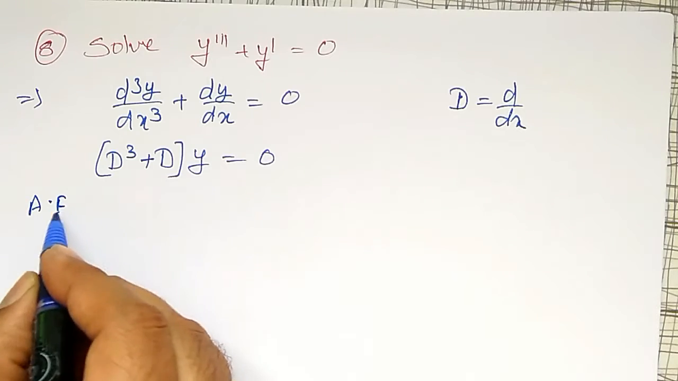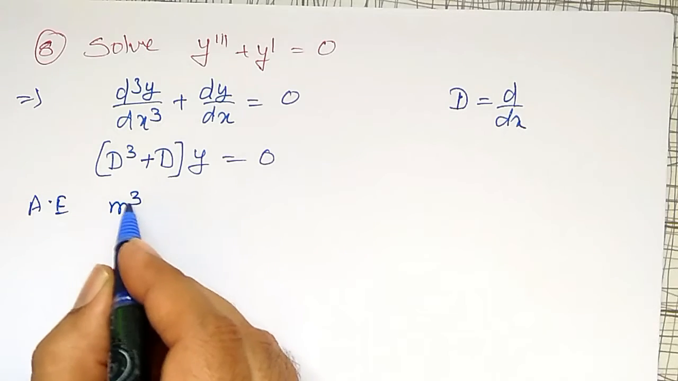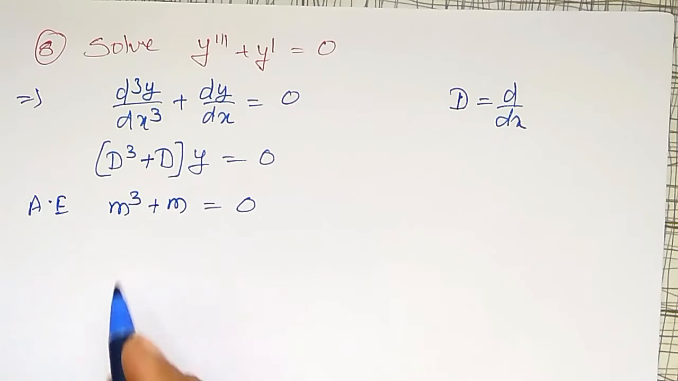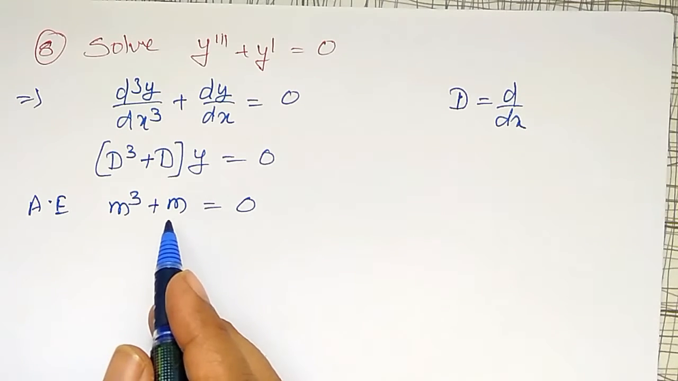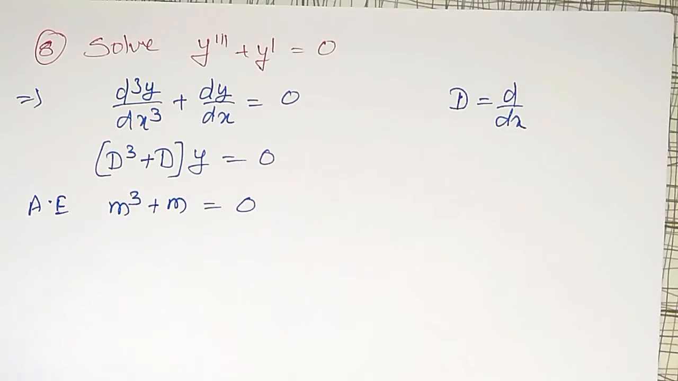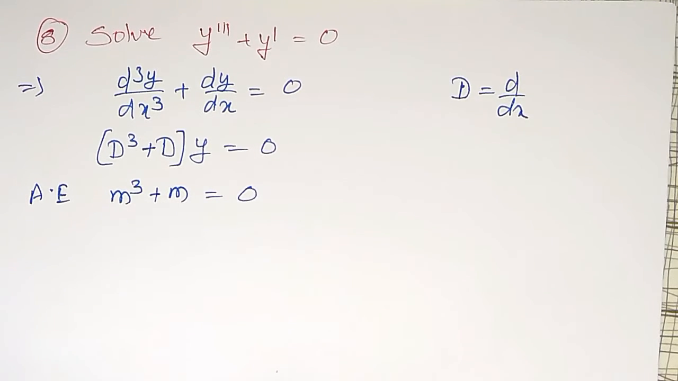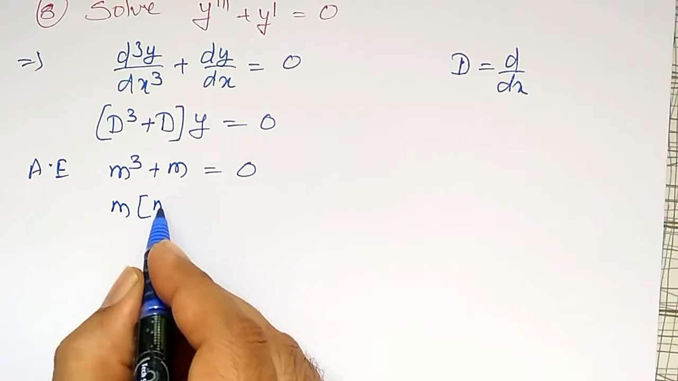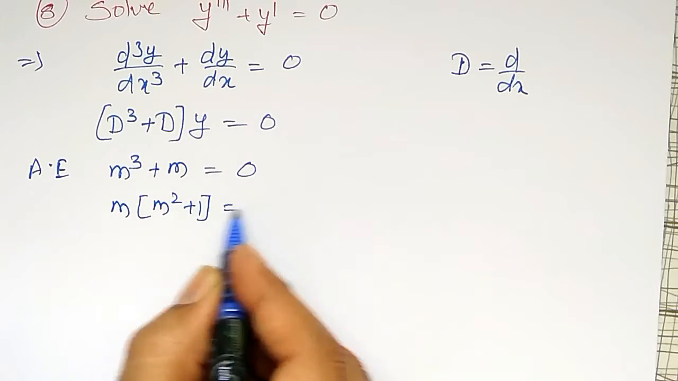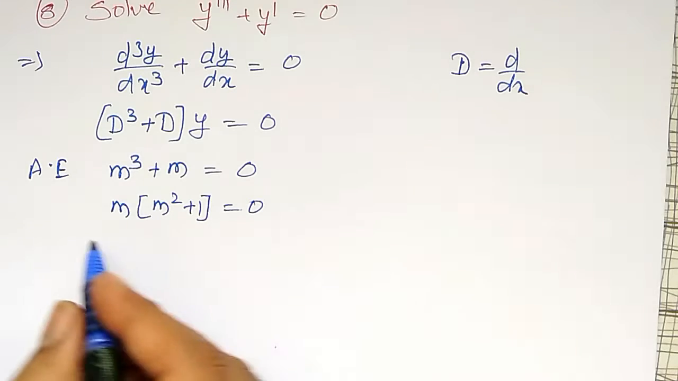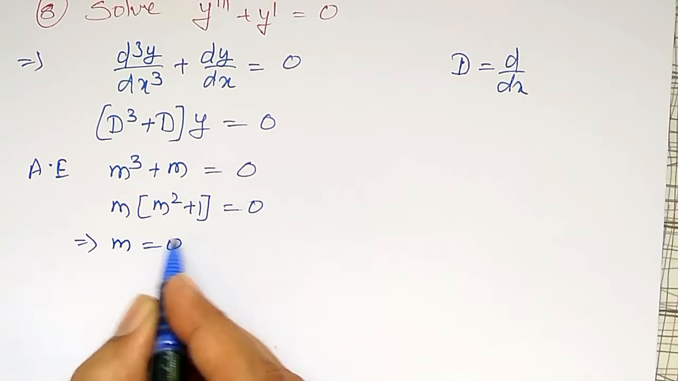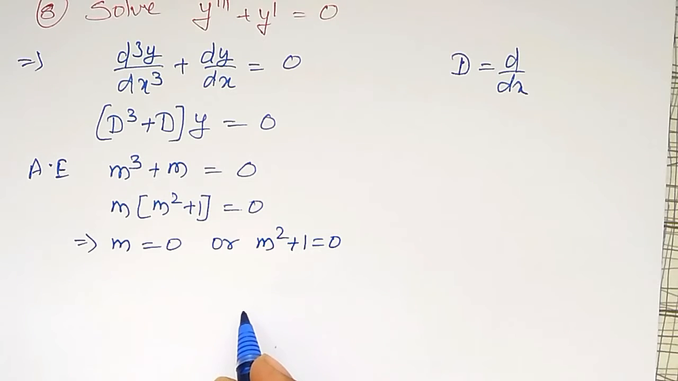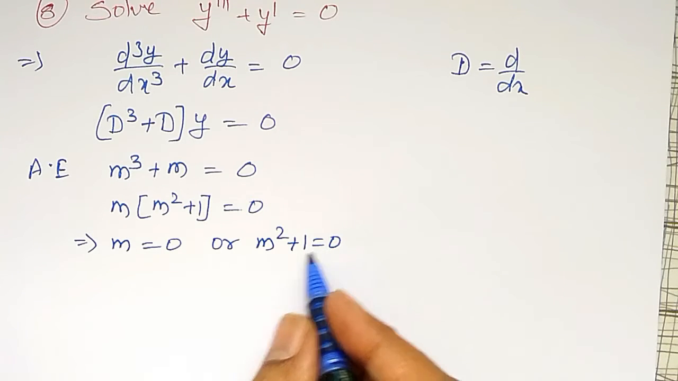Now the auxiliary equation for this one is m cube plus m equal to 0. You can use a calculator to find the roots of this, or very simply I can take m common: m (m square plus 1) equal to 0, which implies m equal to 0 or m square plus 1 equal to 0. M square plus 1 equal to 0 means what?